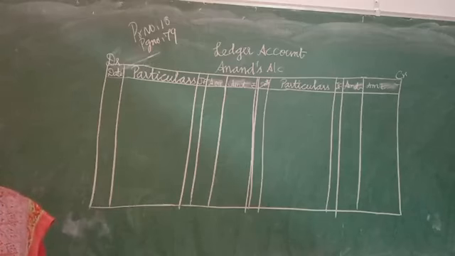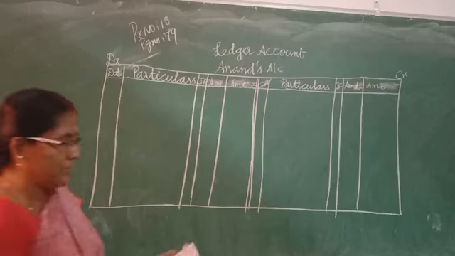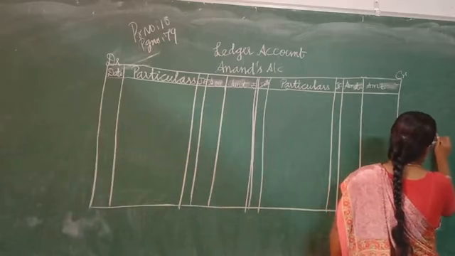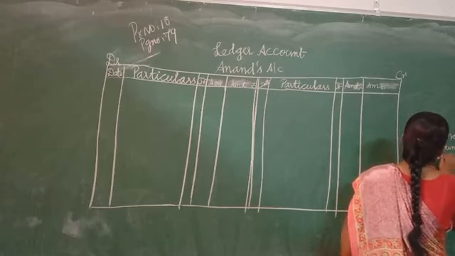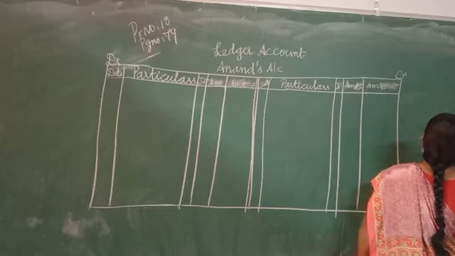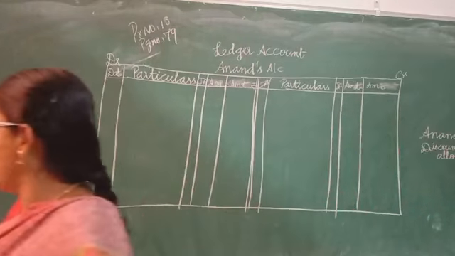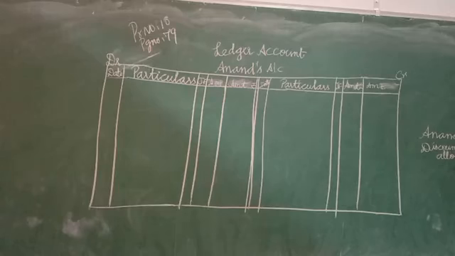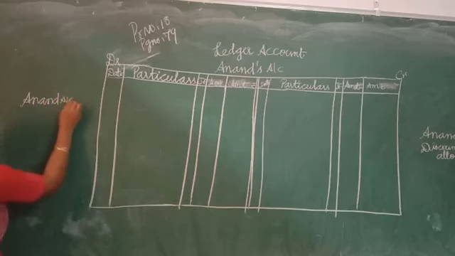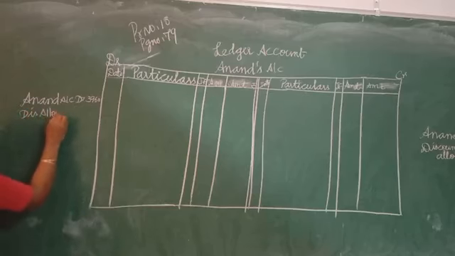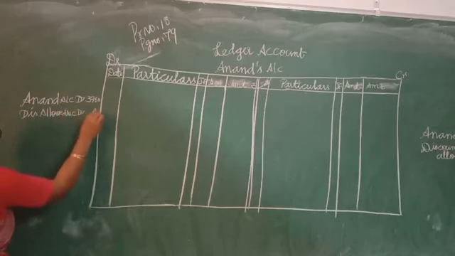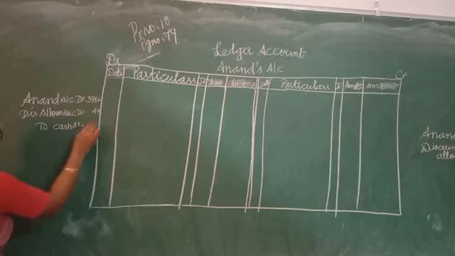Anand is the receiver. Anand account debit, discount allowed debit, to cash account 4000. So this is a compound entry. How to write this one? Anand account debit 3960, and then discount allowed account debit 40, to cash account 4000.